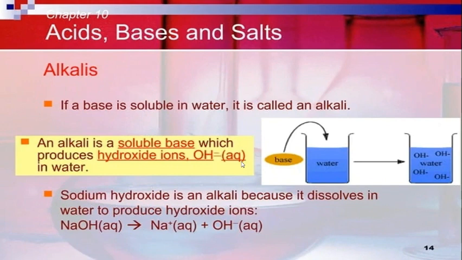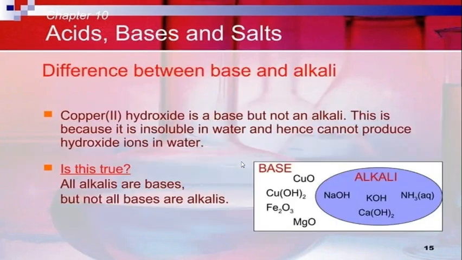An alkali is a soluble base which produces hydroxide ions, OH negative aqueous, in water. So it does not produce positive OH in water, it produces negative. If a base is soluble in water, it is called an alkali. Sodium hydroxide is an alkali because it dissolves in water to produce hydroxide ions. For example, NaOH aqueous equals Na+ aqueous plus OH negative.